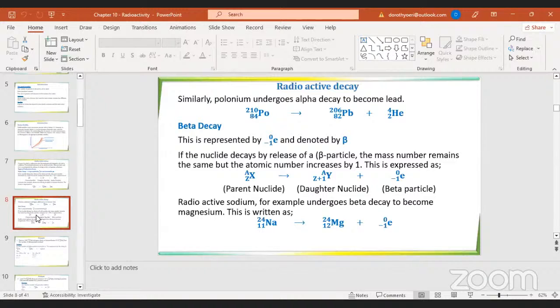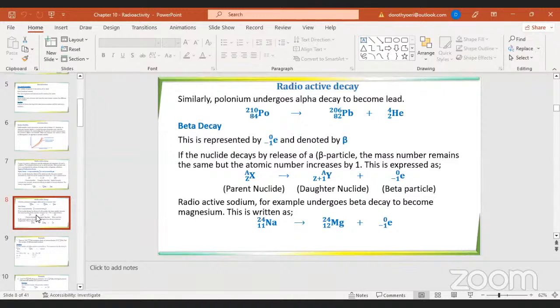Now, when you go to beta decay, beta is assumed to be negatively charged. So it is represented using an electron and denoted by the beta symbol. We have the equation there of how you could write an equation of a decay process where beta is being emitted. We have the parent, daughter, and the beta particle.